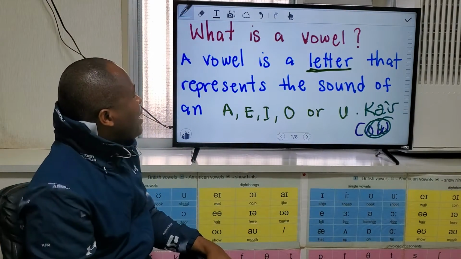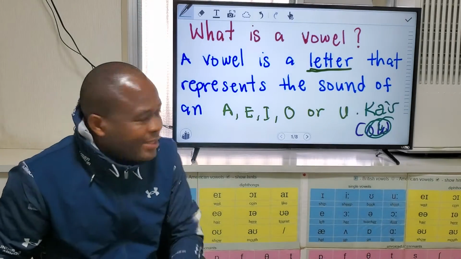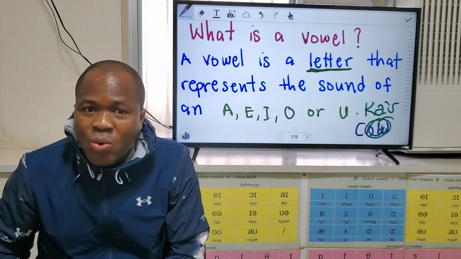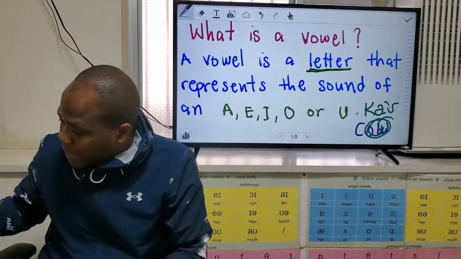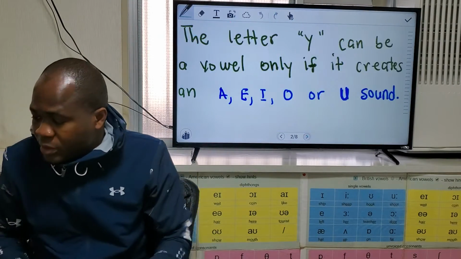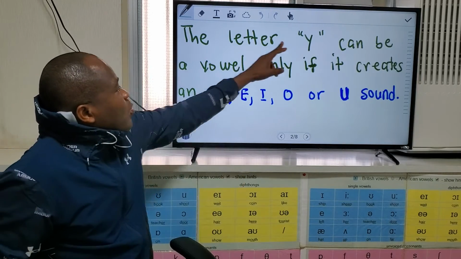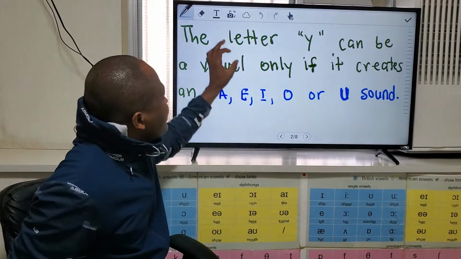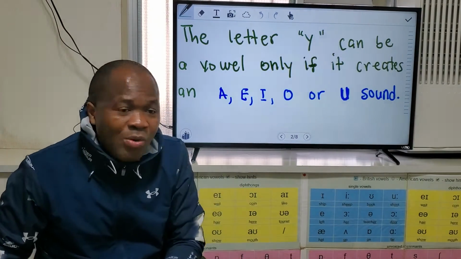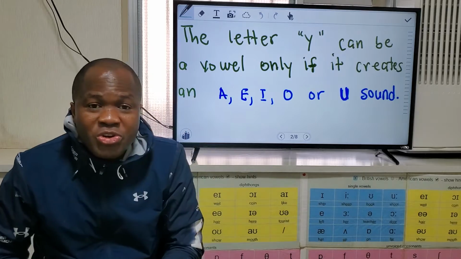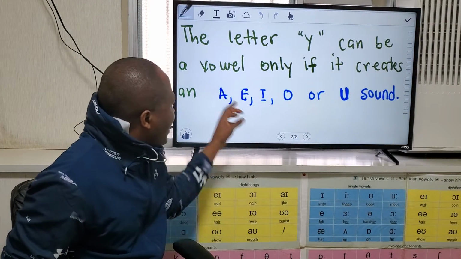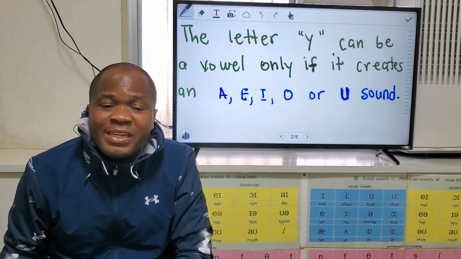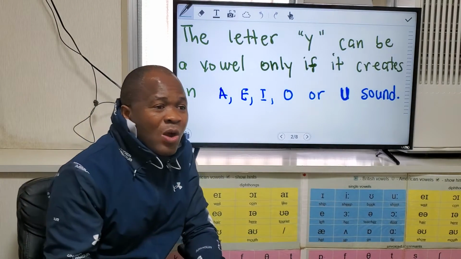So we are saying that a vowel is a letter that represents the sound of an A, E, I, O, or U. Let's go to the next. Then the letter Y, as I mentioned earlier, can be a vowel only if it creates an A, E, I, O, or U sound. So we are saying that the letter Y can also be a vowel.